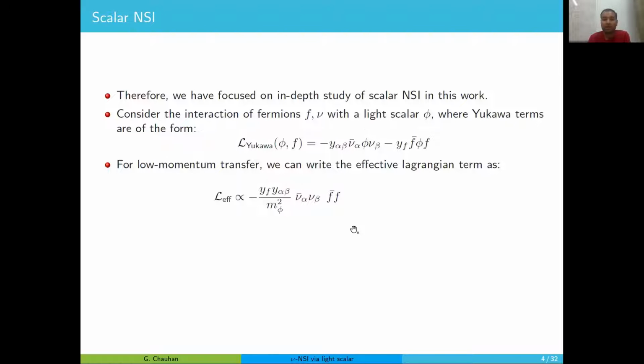So one important thing to notice, that's the main focus of this work, is that in presence of a medium, when the medium in which the neutrinos are propagating is composed of these fermions F, then in that case, this quantity F bar F can be approximated as a function of the number density of these fermions F. And in that case, this F bar F can be approximated by some constant value, the density.